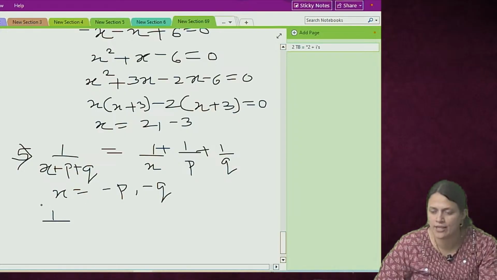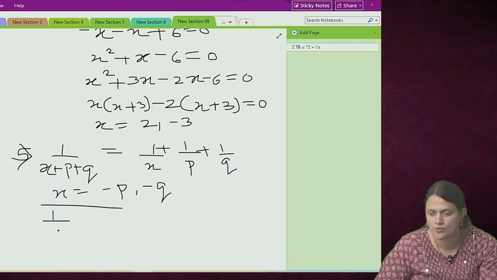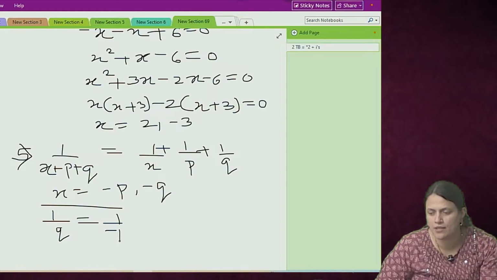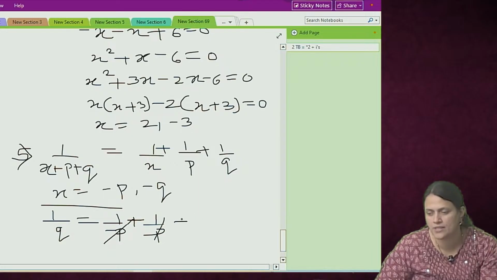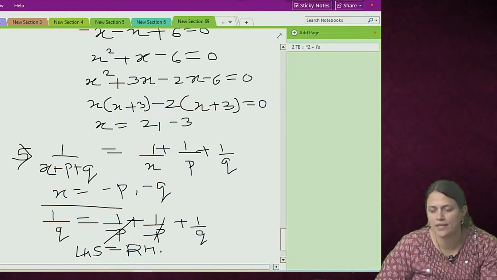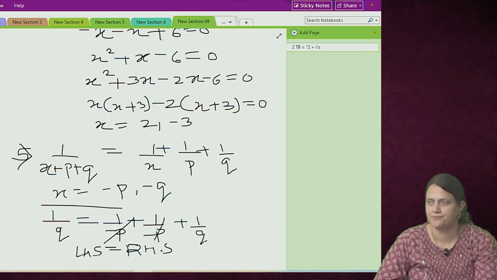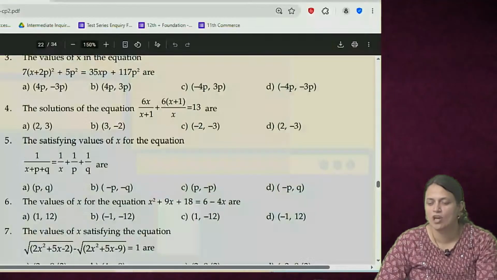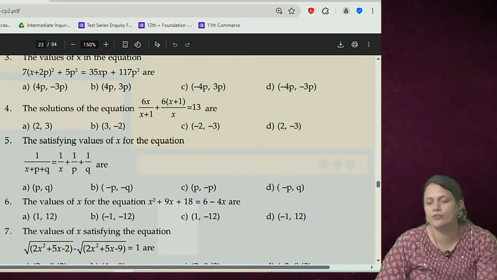So if I substitute the value of x as minus p, minus p plus p is 0, so this will become q on the left hand side. And here it will be 1 upon minus p plus 1 upon p, which will be 0 again, plus 1 upon q. So LHS is equal to RHS. Similarly, check for minus q. You'll get the answer. So option B for 5th question.